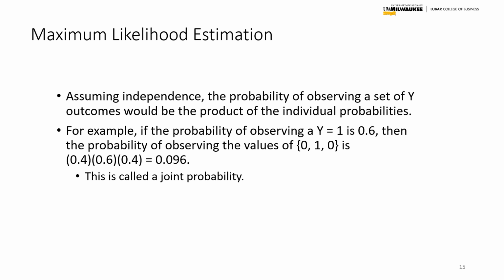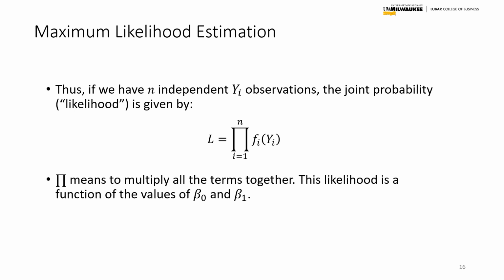All right, let's go from here. Assuming independence, the probability of observing a set of y outcomes would be the product of the individual probabilities. That's something I mentioned earlier in the course. For example, if the probability of observing y equaling 1 equals 0.6, then the probability of observing the values of 0, 1, and 0 is simply 0.4 times 0.6 times 0.4, which equals 0.096. This is called a joint probability.